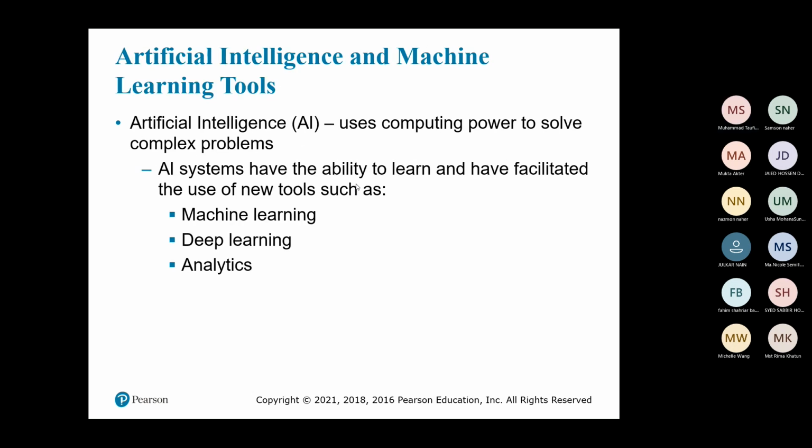And then we also use what we call artificial intelligence and machine learning tools. Artificial intelligence uses computing power to solve complex problems. Nowadays computer technology is very advanced, so we can use the computer to simulate the problem that we have. Combining big data with artificial intelligence, we don't have to analyze the data manually by humans.